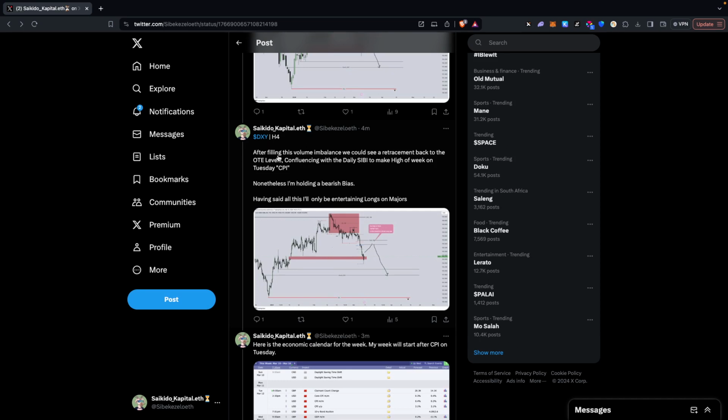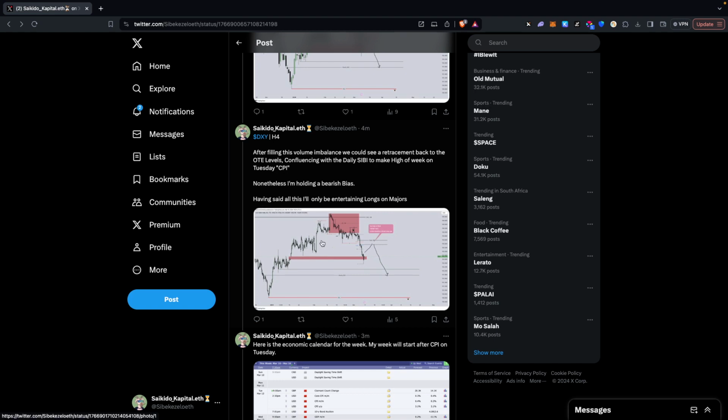So this is the Dixie on 4 hour after filling the volume imbalance, which is also a discount. From discount, you go to premium. We could see a retracement back to OTE levels, confluencing with the daily CB to make high of the week on Tuesday, CPI. Nonetheless, I'm still holding a bearish bias.